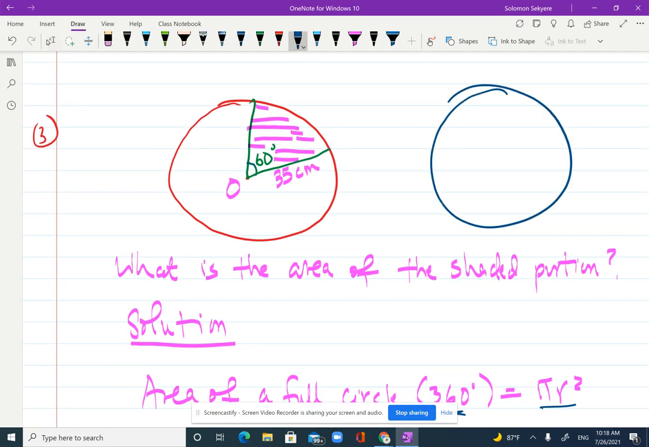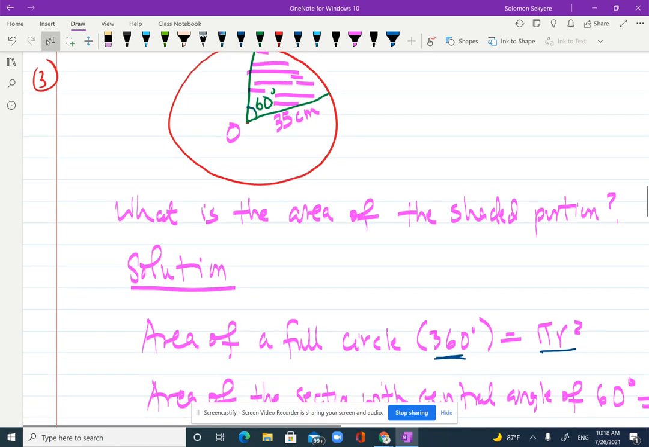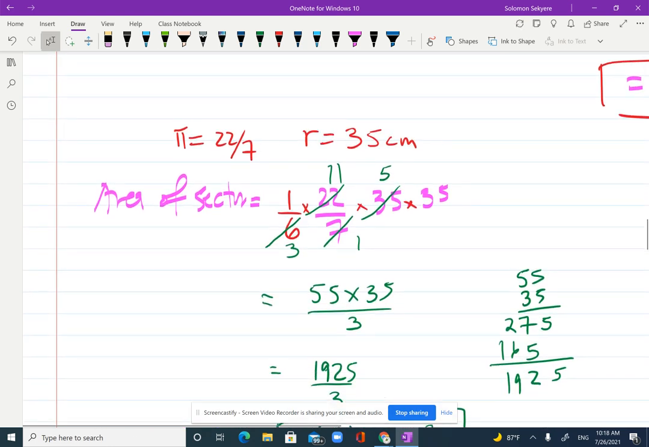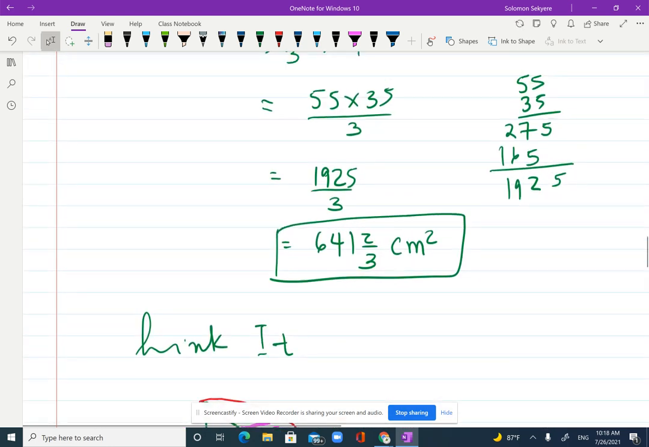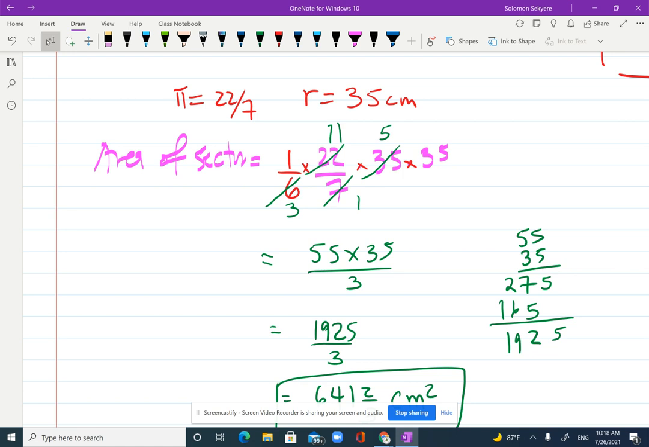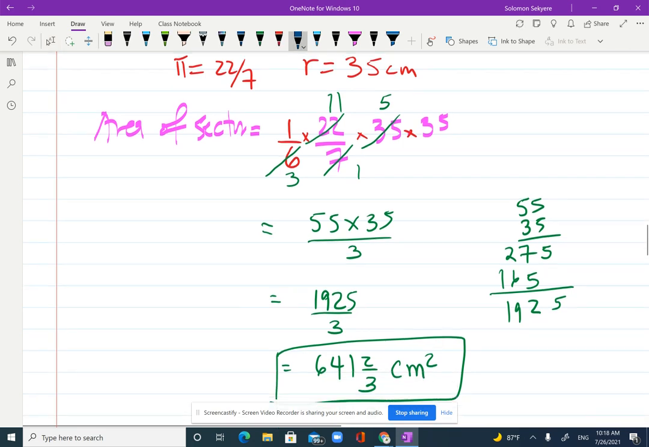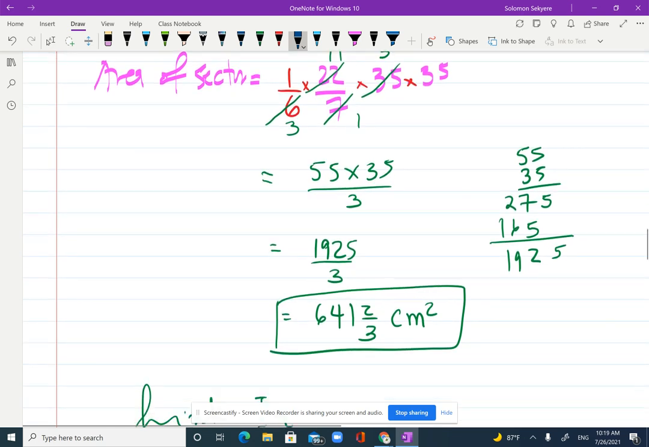If I'm told this angle is, say, 120, I have to do 120 over 360 before I multiply by pi r squared. If it's not a full circle, then you have to take the central angle, or the angle of the sector, and divide it by 360 first. Now I've done those two, and as usual, I say simplify your numbers first. Cool? And that's your answer.